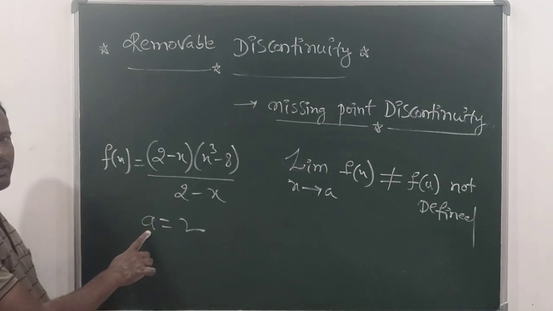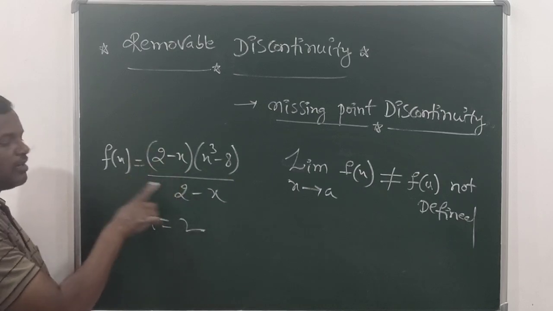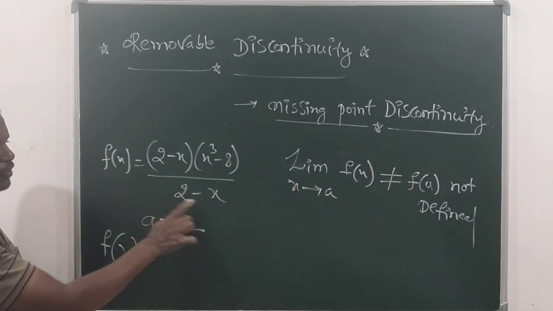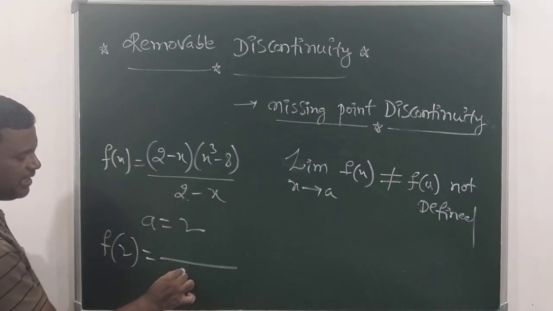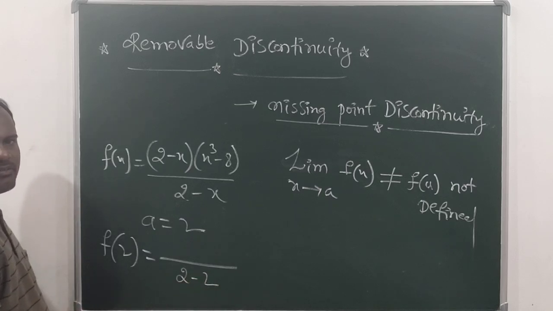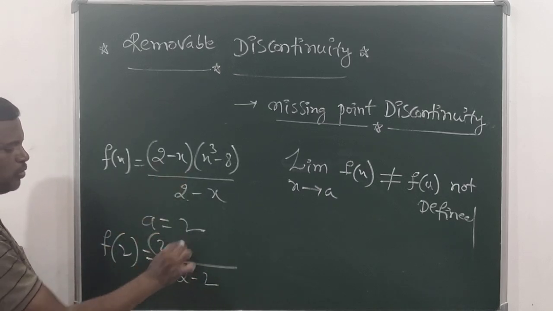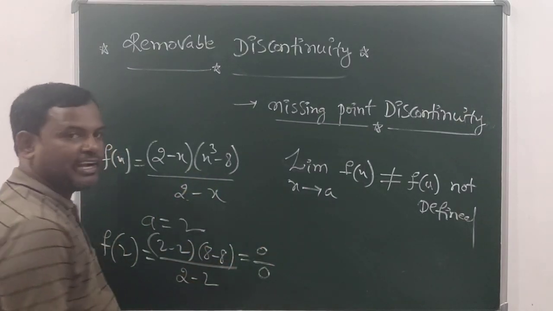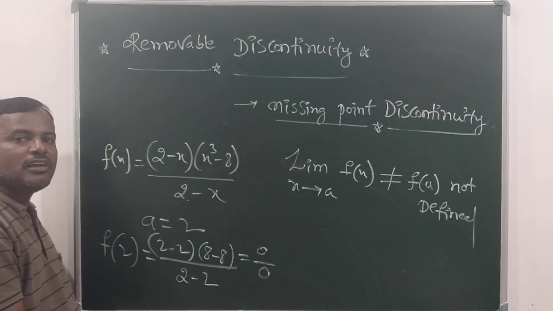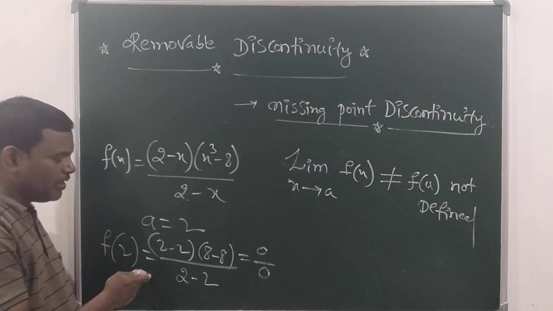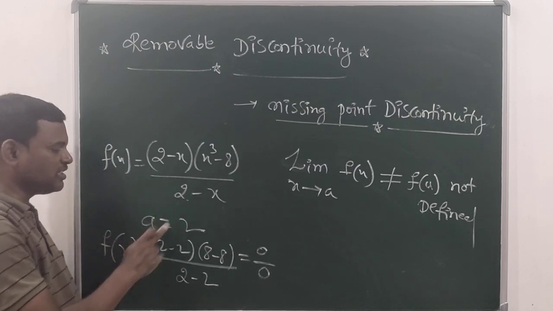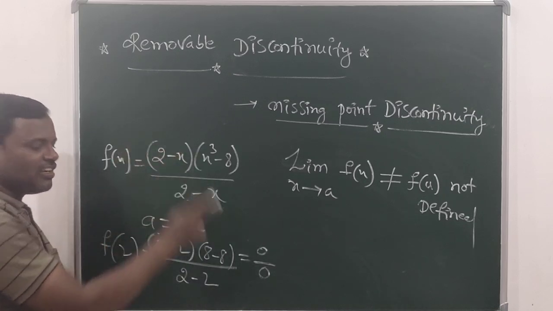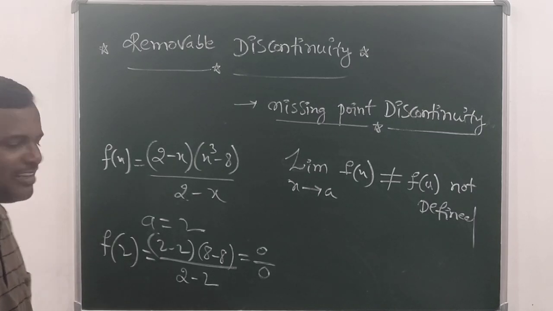Now check at 2, evaluate f of 2. When you put x equal to 2 in the denominator, what are you observing here? The numerator also has 2 minus 2. So here what is happening? 8 minus 8. Now 0 by 0, an indeterminate form, is obtained. Hence you can say the value of this function at x equal to 2, the functional value, is not defined. Am I right?